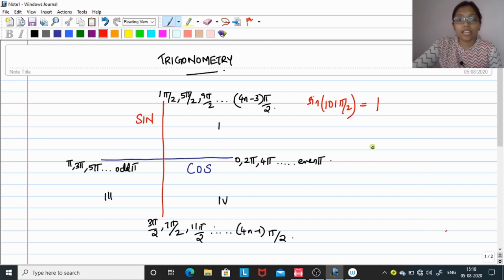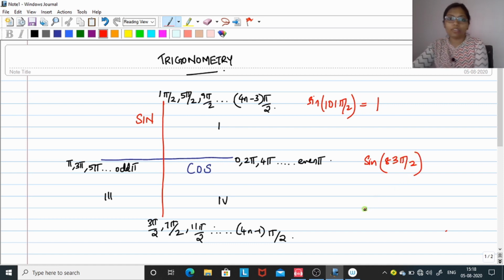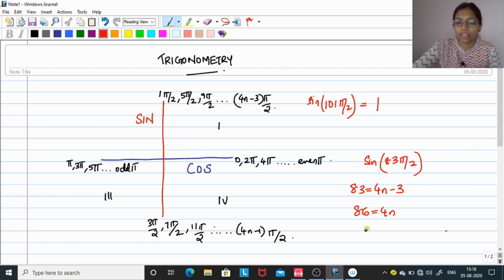So let us check another example. Let us find what is sine 83 pi by 2. So here you have to find whether this 83 belongs to the upper category or lower category. So let us take 83 and equate it with 4n minus 3. 83 equal to 4n minus 3. Now 83 plus 3, it is 86 equal to 4n. 86 by 4 equal to n. This is not divisible, right? This is 2 and 43.